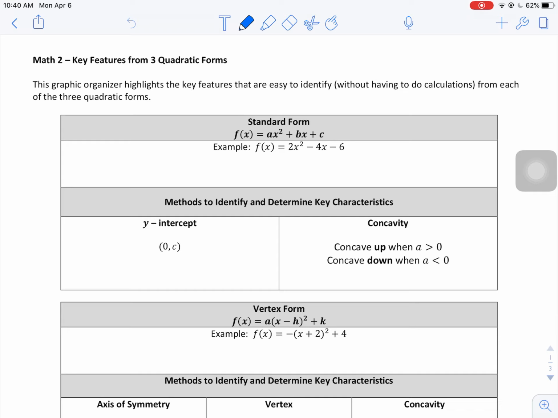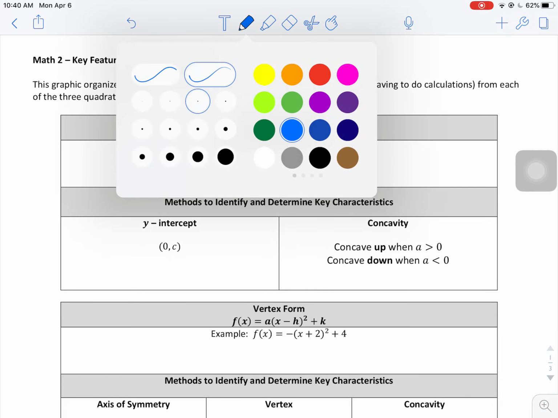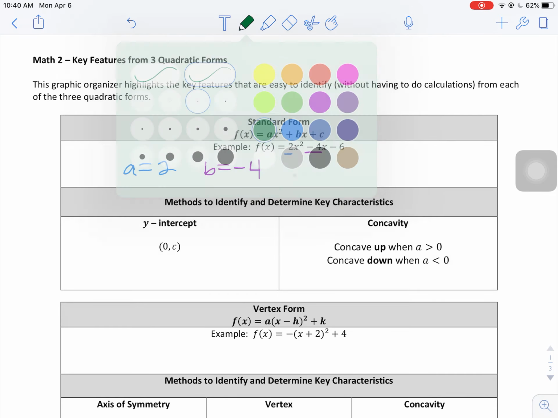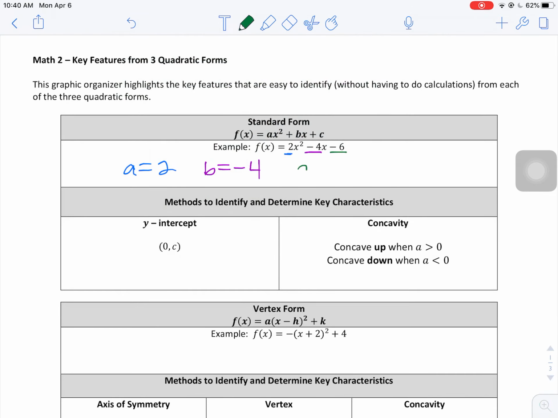Let's start by listing the a, b, and c values. As you can see from the generic form, a is the number in front of the x squared. So right here, a must be 2. B is the number in front of the x. So negative 4 is the b value. Notice how the negative sign goes with that number. C is the constant in the back. So c is equal to negative 6.